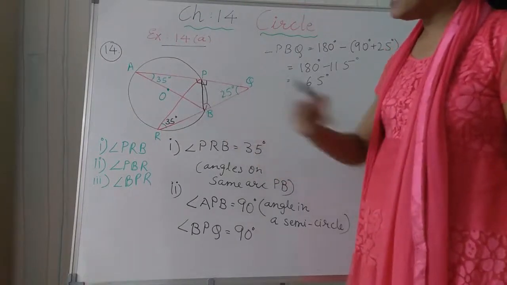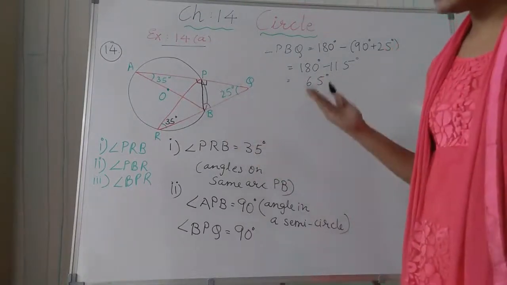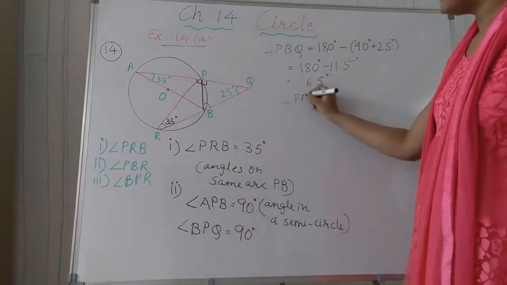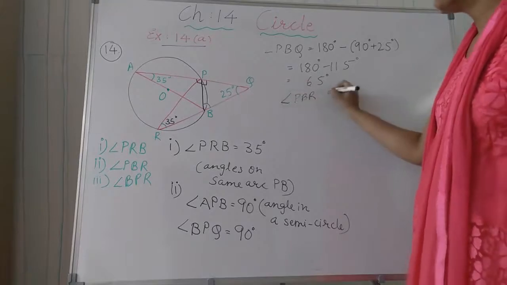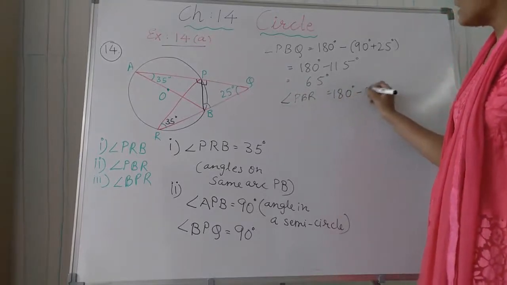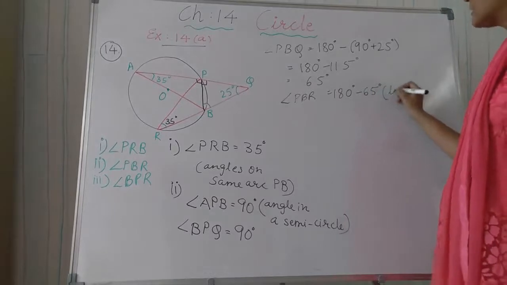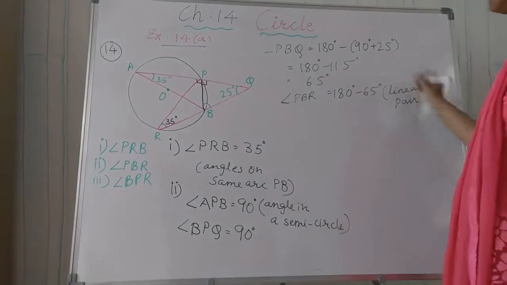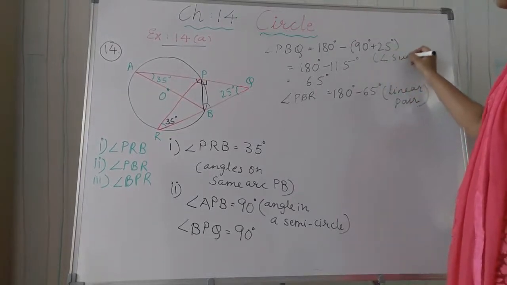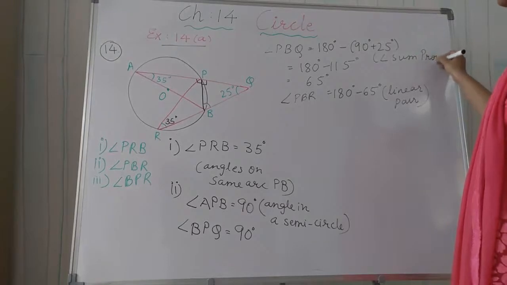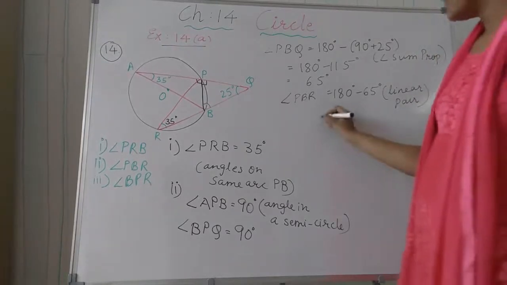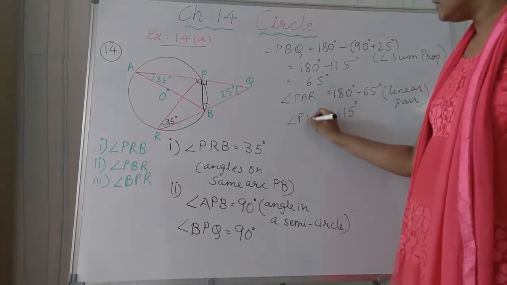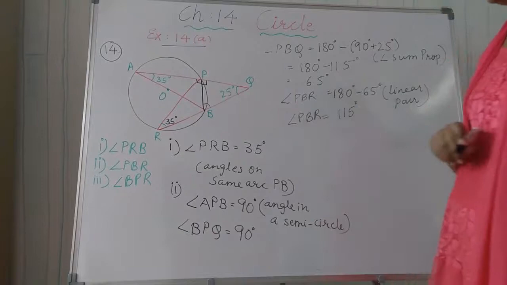So what about this PBR now? It will be lying on the straight line, so it will be linear pair. So I am writing angle PBR is equal to 180 degree minus 65 degree as it is forming linear pair. Okay, so reason everywhere you see. Here also you can write angle sum property is used. In short way students, now you write, it is okay. So now I get here 115. So second answer, angle PBR is 115 degree.